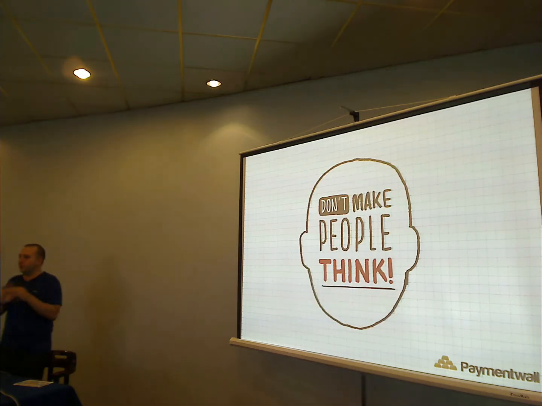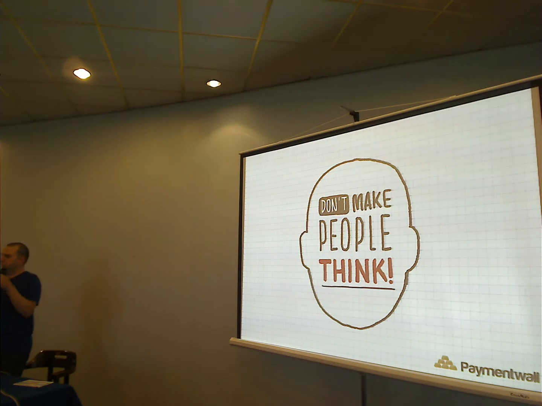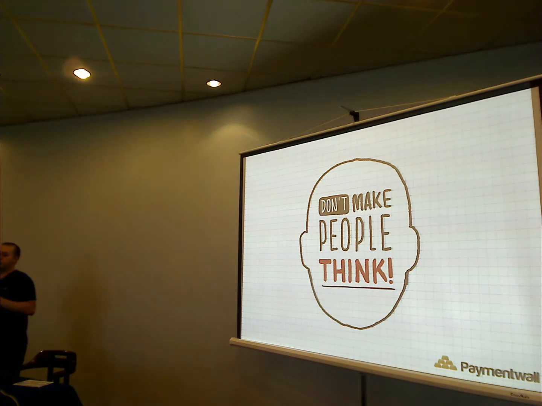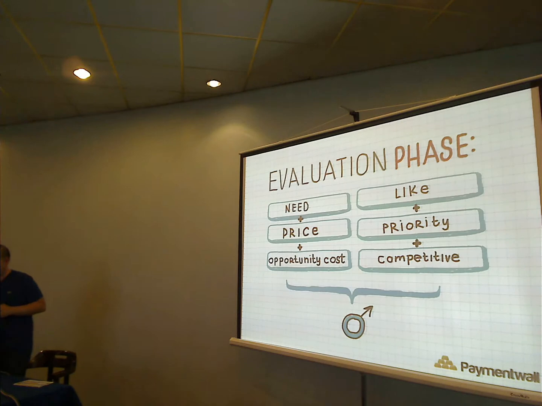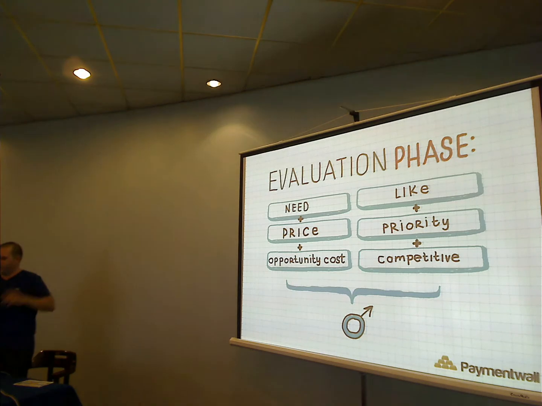The whole point of this conversation is that you don't want to make people think. You want to reduce the friction so that you can pass through this evaluation phase as soon as possible. What does the evaluation phase entail? This is the breakdown of the evaluation phase, the things that go on in people's minds. Now, this differs by the people you're trying to appeal to.